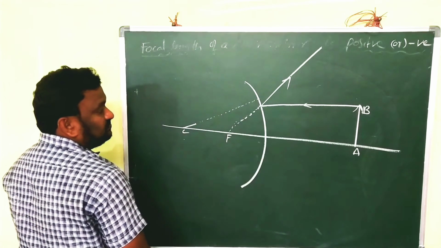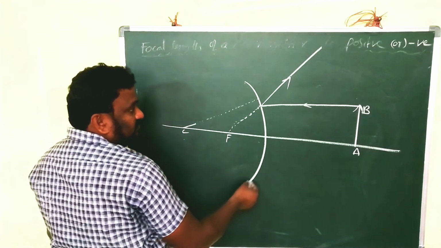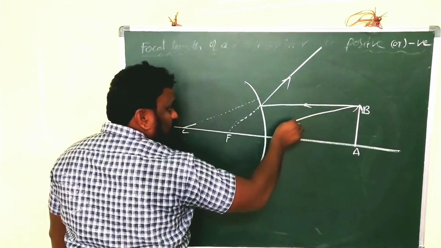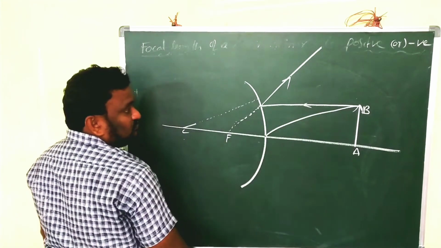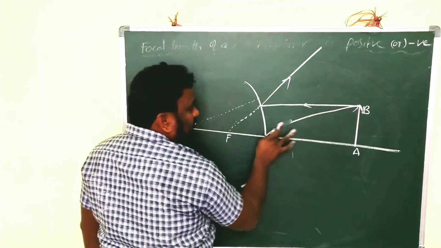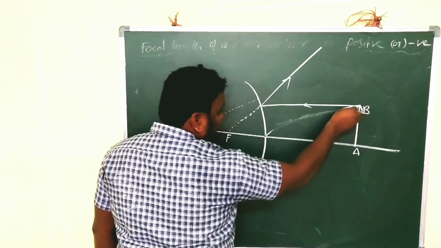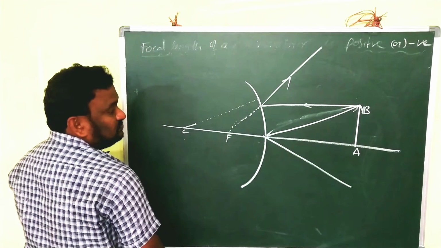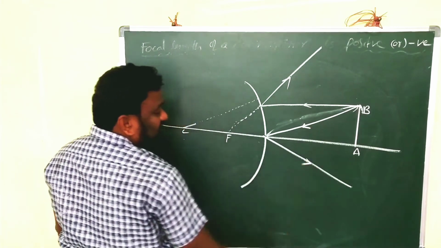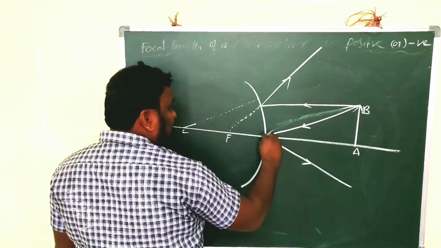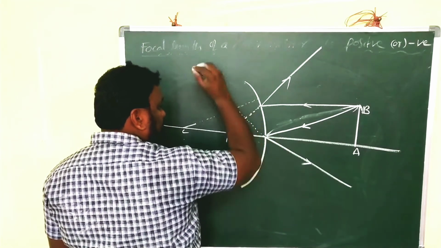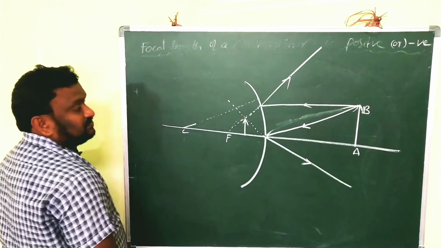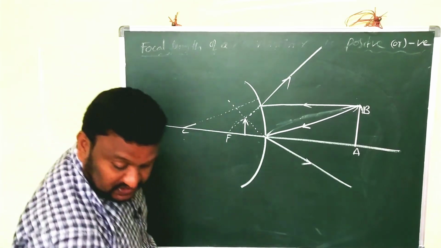This is the center of curvature, and now the ray is making some angle at the pole, then it is reflected like this. This is the incident ray and this is the reflected ray. Now we have to extend that one, and here we are getting the image. Clear, children? No need to get confused, simply look here.